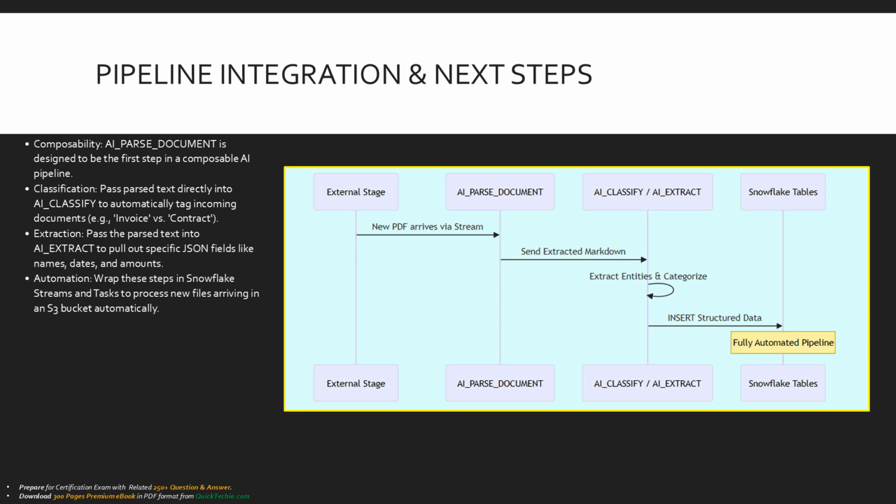To wrap up, remember that AI parse document isn't just an endpoint, it is the foundational first step of a composable AI pipeline. Once you parse the document, you can pipe that output directly into other Snowflake AI functions. You can feed the text to AI Classify to automatically categorize files as invoices or contracts. You can pass it to AI Extract to programmatically pull out vendor names and invoice totals into strict JSON schemas. By wrapping these SQL commands inside Snowflake streams and tasks, you can build an event-driven architecture that automatically processes every new document dropped into your cloud storage buckets.